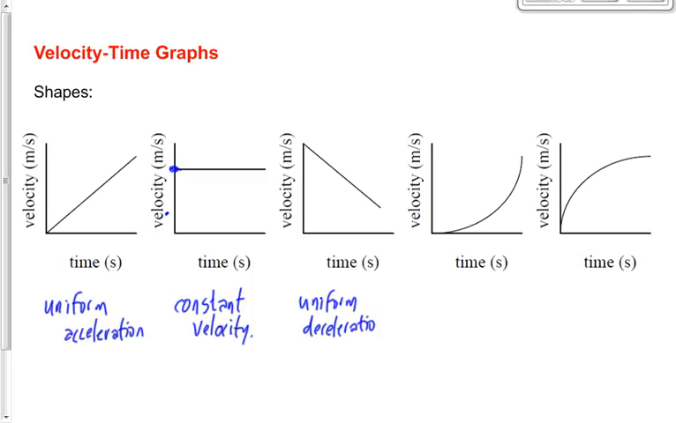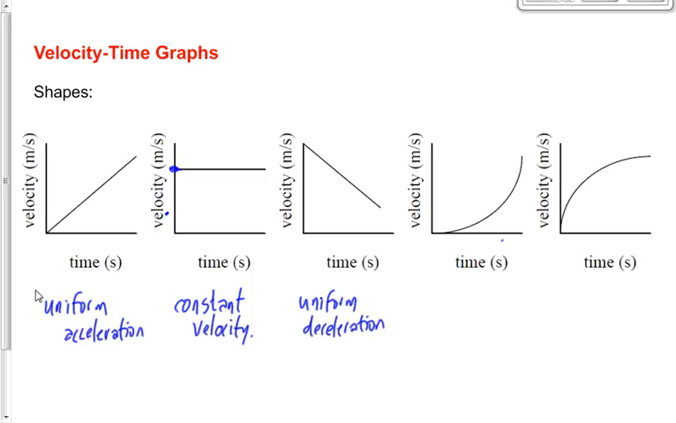Mackenzie, if you said uniform negative acceleration on a quiz or a test, I would absolutely take that. It means exactly the same thing, right? I'm going to just write the term deceleration because that tends to mean more to people. People tend to understand that term a little bit better. They understand that that means slowing down. Right? The velocity is decreasing, but it's decreasing at a constant rate.